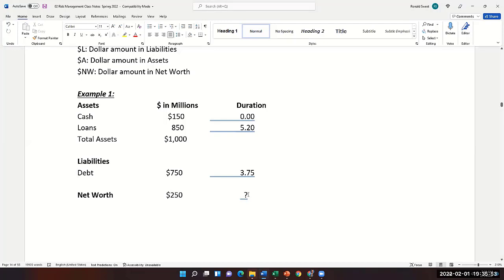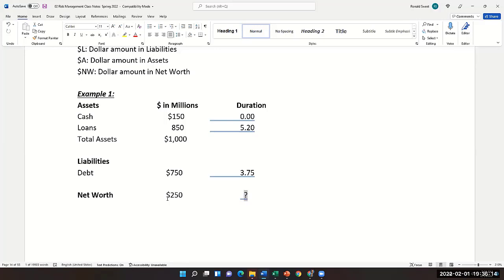So the question is, what is the duration of their net worth? Remember, duration tells us how sensitive something is to interest rates. So the longer the duration, the more sensitivity. We're going to talk later about dollar duration gap analysis, where your goal is to actually get the duration of net worth exactly to zero.